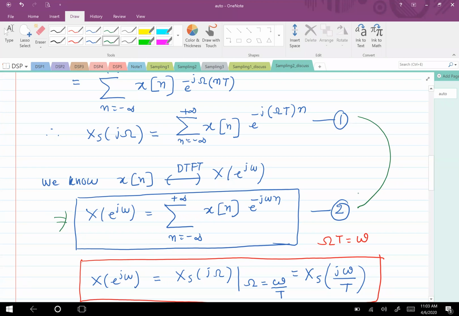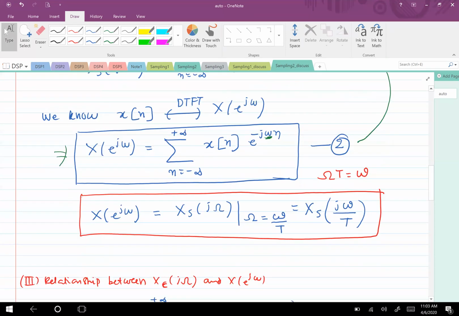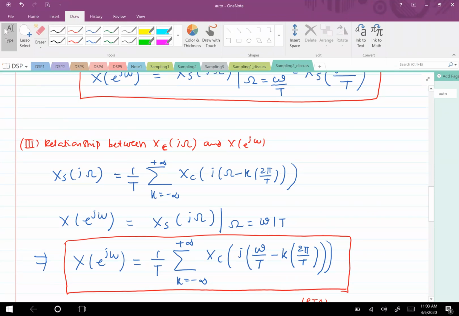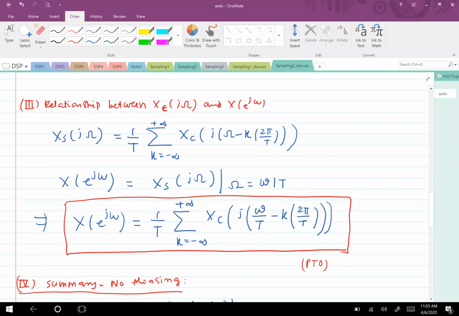What you could see now is, all that varies is that here there is capital omega and here small omega T. So X of e power j omega, in fact, you could get from Xs of j omega by substituting capital omega equal to small omega by T. That's all. So that gives you the relationship between the DTFT of your discrete time signal and your continuous time signal after multiplying it with the impulse train.